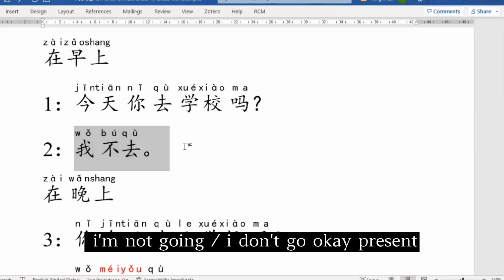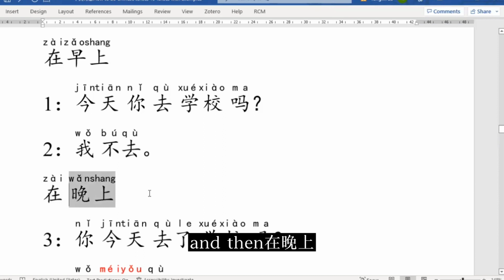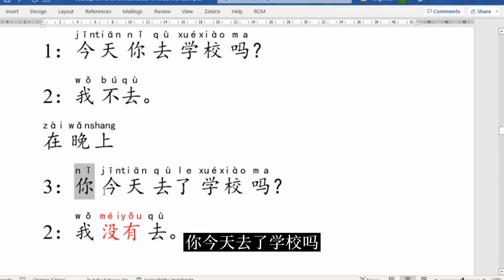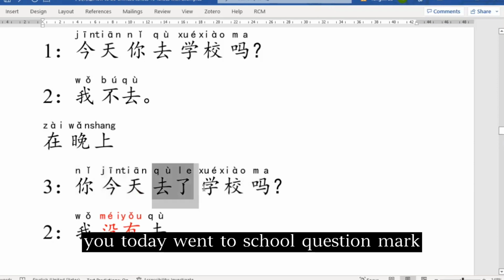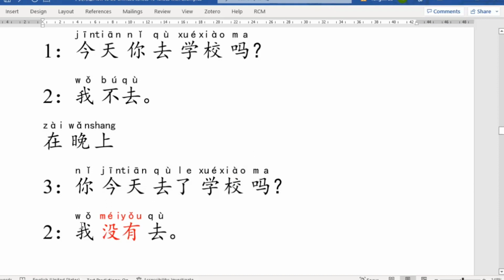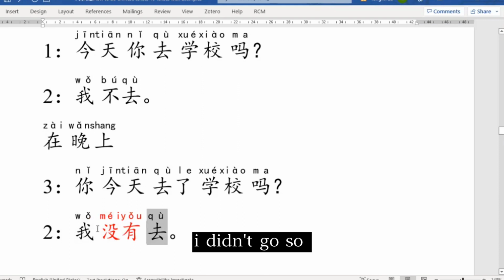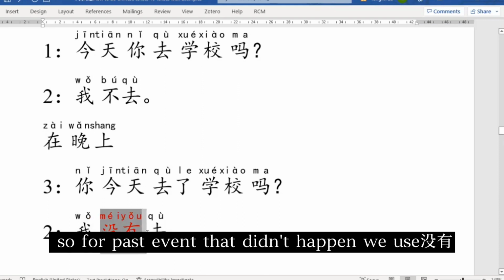Okay, present. And then 在晚上, in the evening. 你今天去了学校吗? You today went to school? Question mark? 我没有去. I didn't go. So for past event that didn't happen, we use 没有.